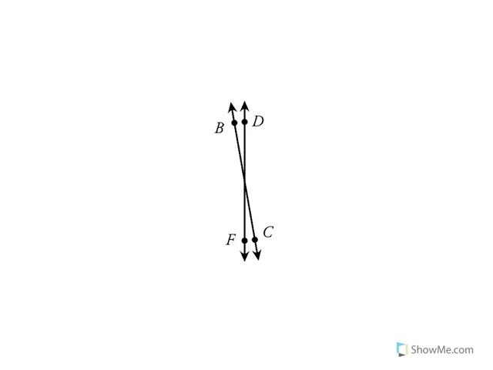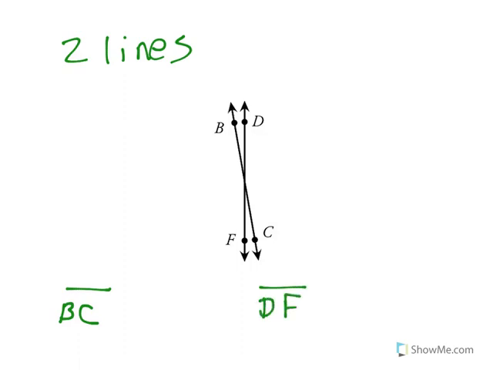So let's look here. What geometric figures do we see here? That's correct. We see two lines, and if we go ahead and name them, we have line BC, and then we also have line DF. So my first question for you is, are these lines parallel? That's correct. No, they are not. But how do we know they're not parallel?